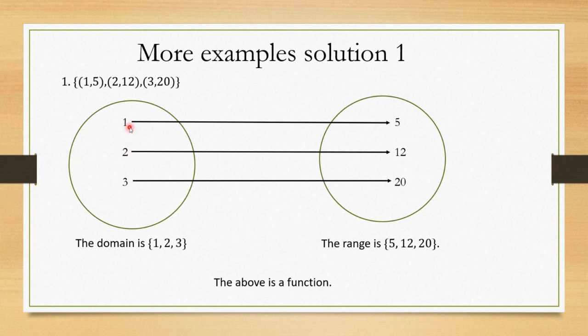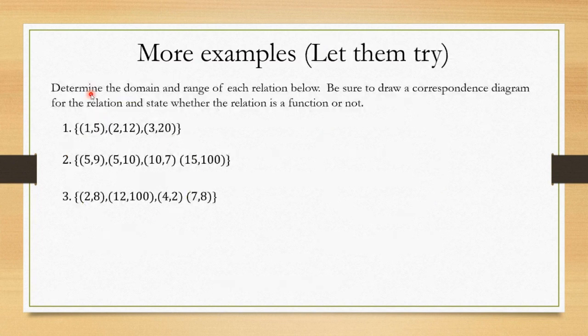Meaning each input is assigned only 1 output. Remember, that has to happen in a function. Each input, you have to get only one output. And even without the correspondence diagram, if we go back to this, you can see that's going to happen in 1. All the ordered pairs have different x coordinates. And if they all have different x coordinates, you're going to have a function as well.